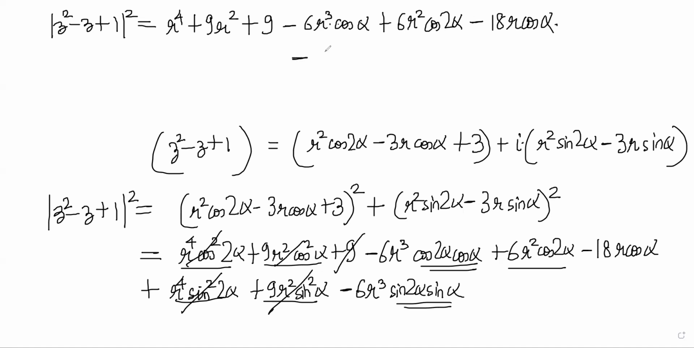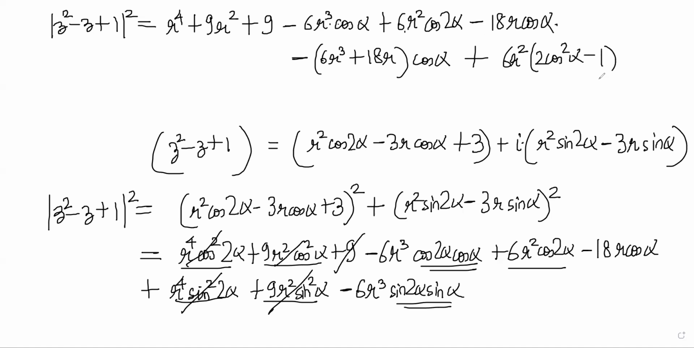So I can write this as minus 6R cube plus 18R cos alpha plus this 6R square. Cos 2 alpha can be written as 2 cos square alpha minus 1, right? And here I have R power 4 plus 9R square plus 9. Now, if you think about this, I want to write it as a perfect square if possible. Okay? So let's see what we can do here.